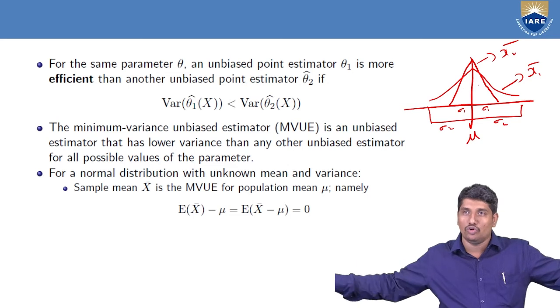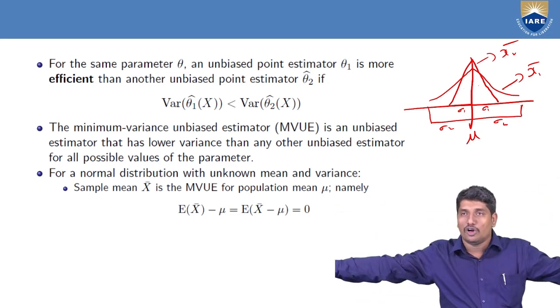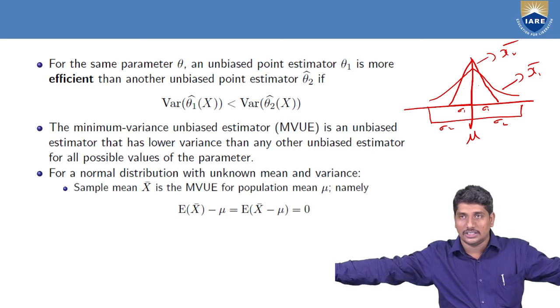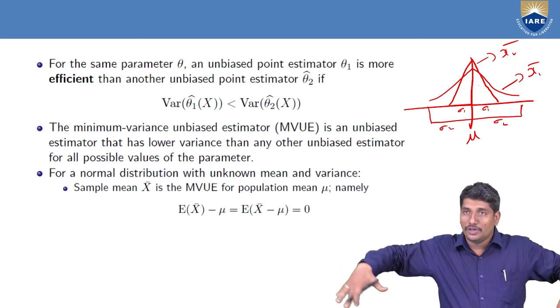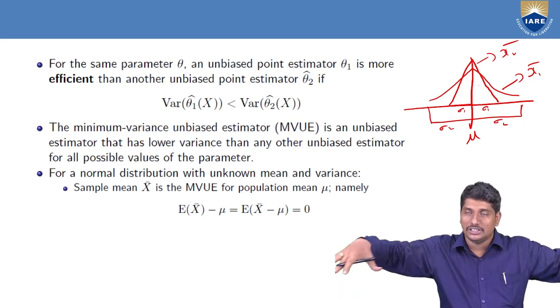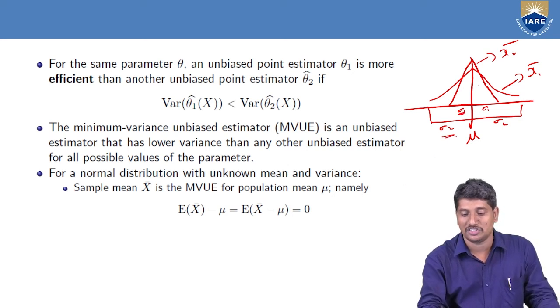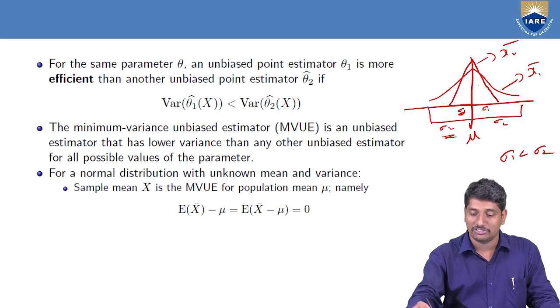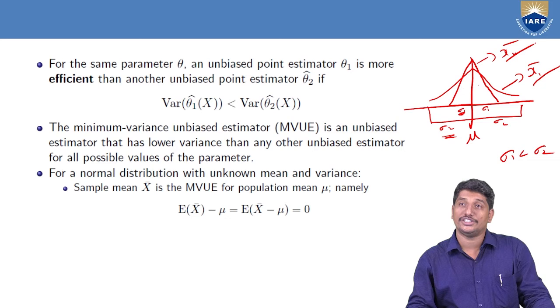That is, the spread is longer from the center. This data has been spread to longer distances around the center. But in case of sigma 1, that is the second curve, the data is very near around the center, within the distance of sigma 1. Because the radius sigma 1 is less than sigma 2, we call x2 bar the more efficient estimator than the first estimator, x1 bar.